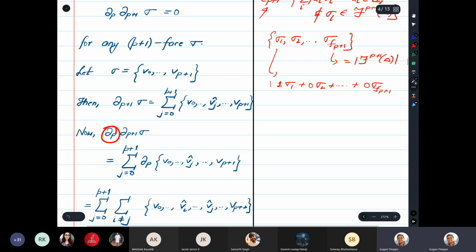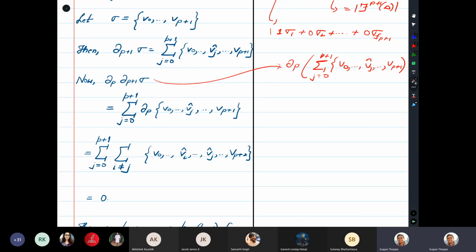So my first claim is that if you apply ∂_P on ∂_{P+1} sigma, and since ∂_{P+1} sigma is this sum, ∂_P of this must be the sum of ∂_P of each term. So can one of you explain why I could take ∂_P from outside the sum to inside the sum? Can one of you justify this step over here? Why could I take ∂_P inside the sum? Because on the left, I have ∂_P of the summation, j equals 0 to P plus 1, of v0 vj hat and so on up to v_{P+1}. So can one of you tell me how could I take this ∂_P inside the summation?